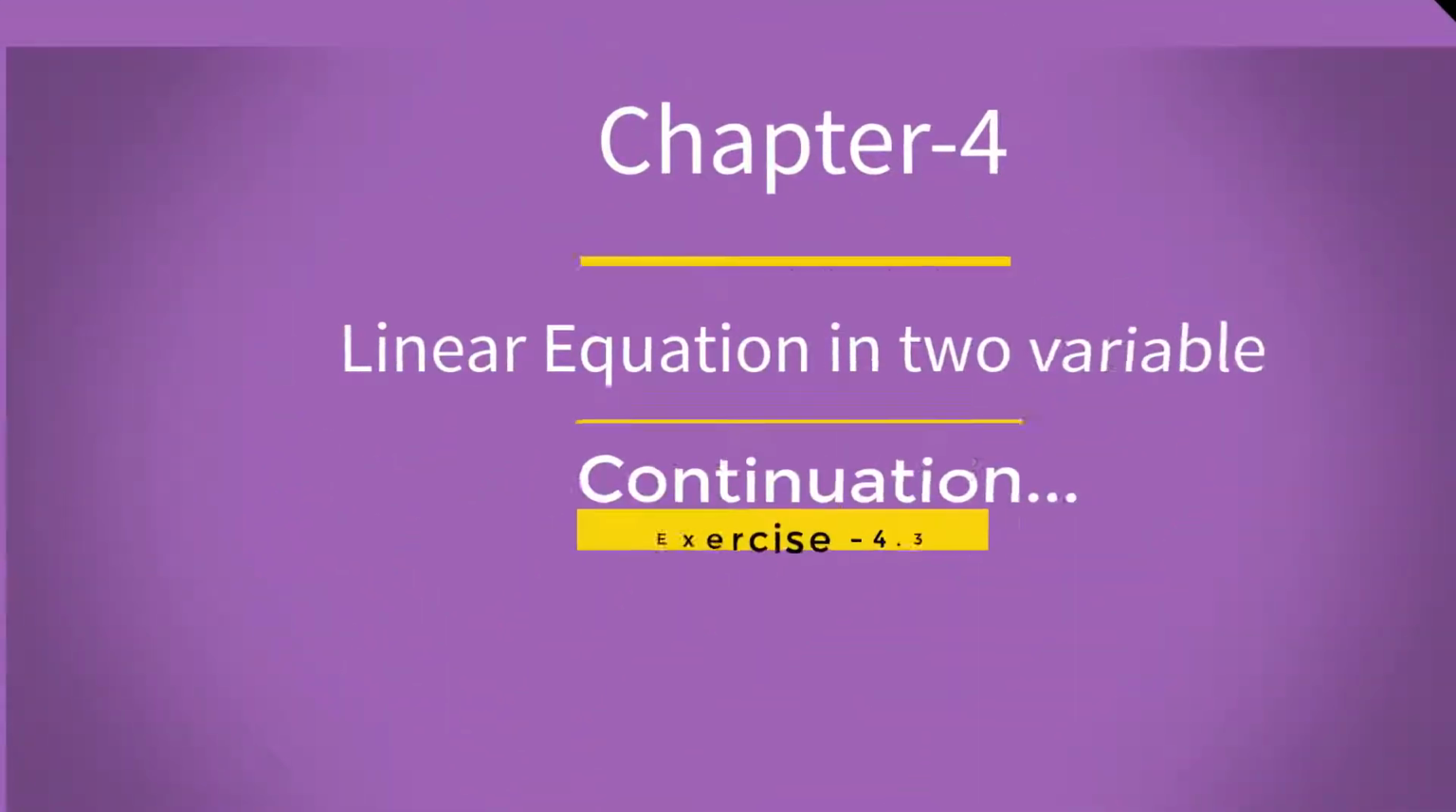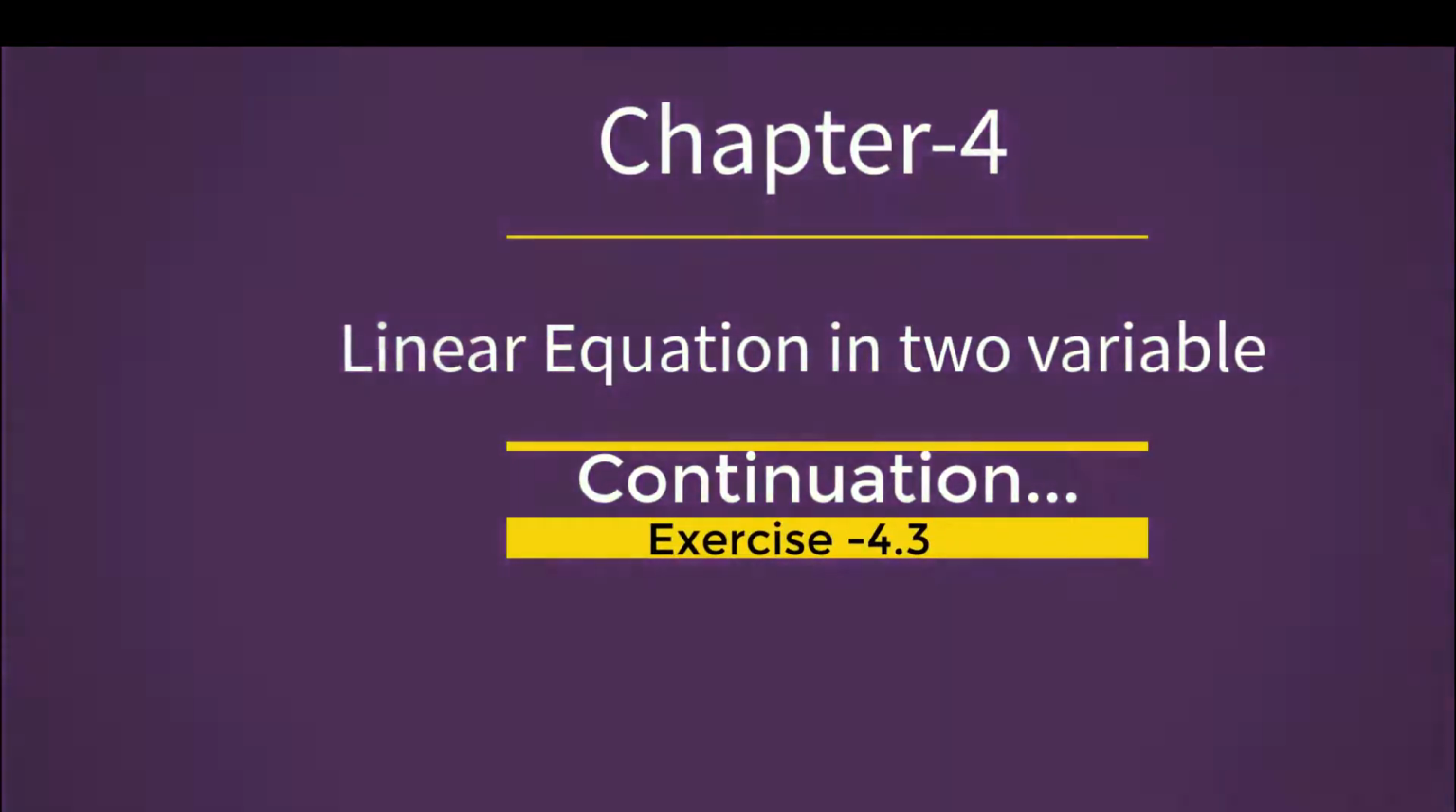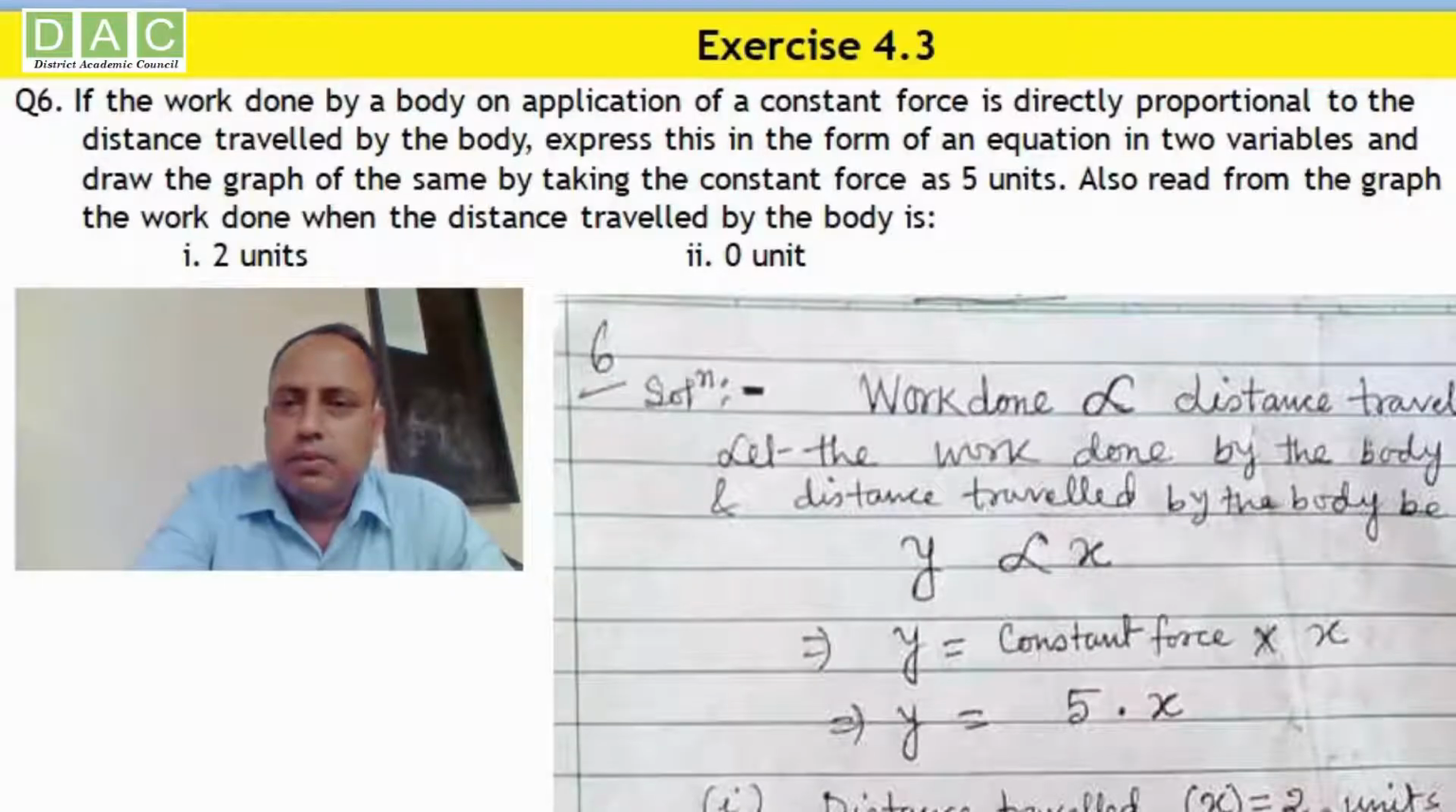Exercise 4.3, question number 6. If the work done by a body on application of a constant force is directly proportional to the distance traveled by the body, express this in the form of an equation in two variables and draw the graph of the same by taking the constant force as 5 units. Also read from the graph the work done when the distance traveled by the body is 2 units and when the distance traveled by the body is 0 unit.